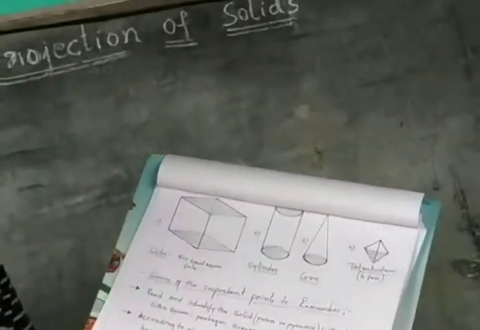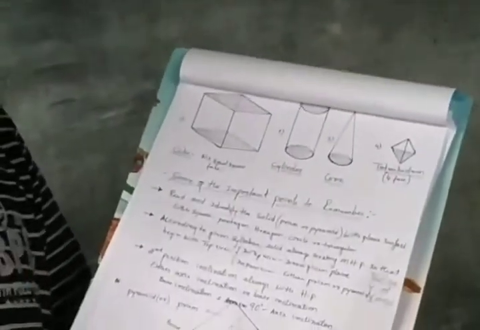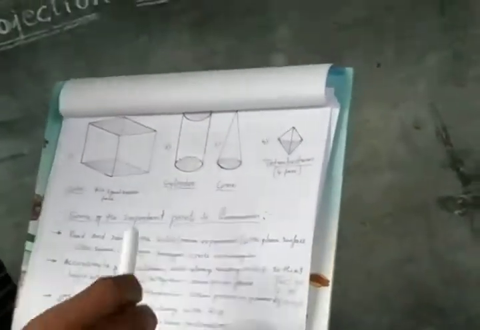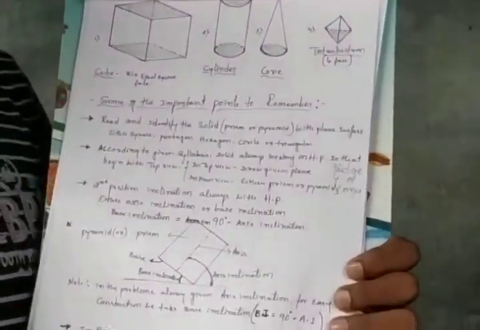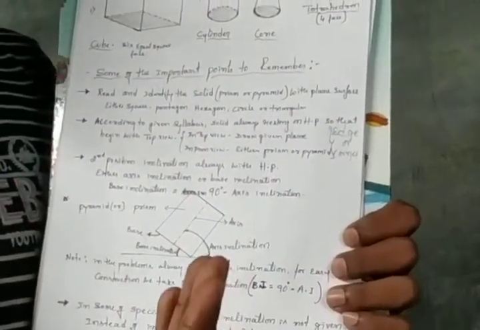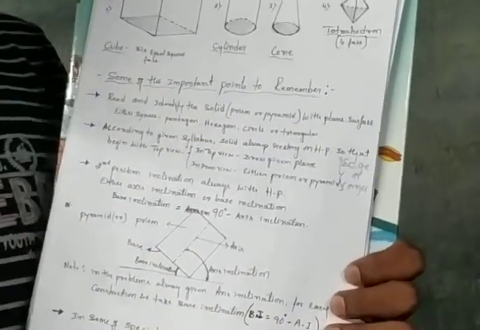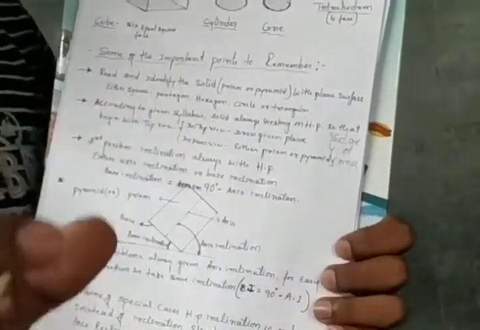Some important points to remember while solving projection of solids. First, read the problem and identify which plane is given, whether it is a square, rectangle, pentagon, or hexagon. First thing, you have to identify the plane. Second thing, you have to identify whether it is a prism or pyramid.